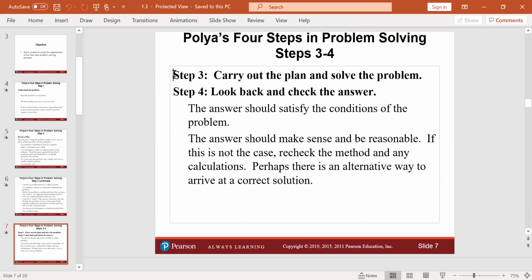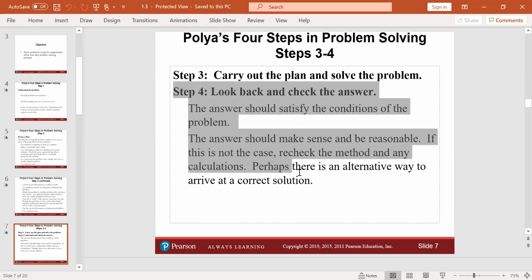Step 3 is kind of both the easiest and most difficult step if you think about it. Carry out the plan and solve the problem. Okay, that's great. So assuming you've done steps 1 and 2 effectively, step 3 is straightforward.